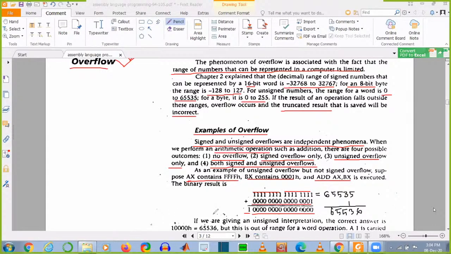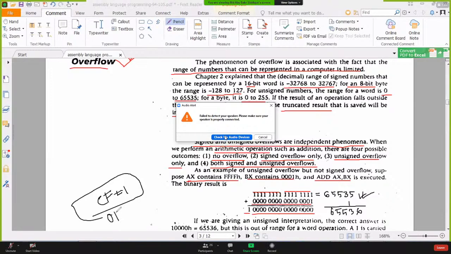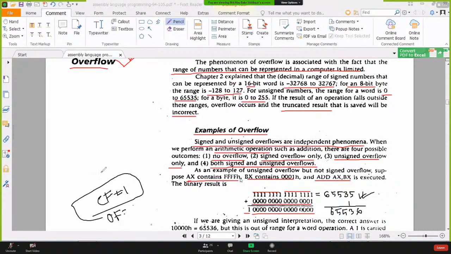And in this result, what kind of overflow do you get? You only get unsigned overflow, because your result is out of the range of unsigned interpretation. Why is it out of the range? Because you can see from the MSB you have a carry 1, so the carry flag will become 1 for this case, and there is no sign overflow. In this case we have only unsigned overflow.